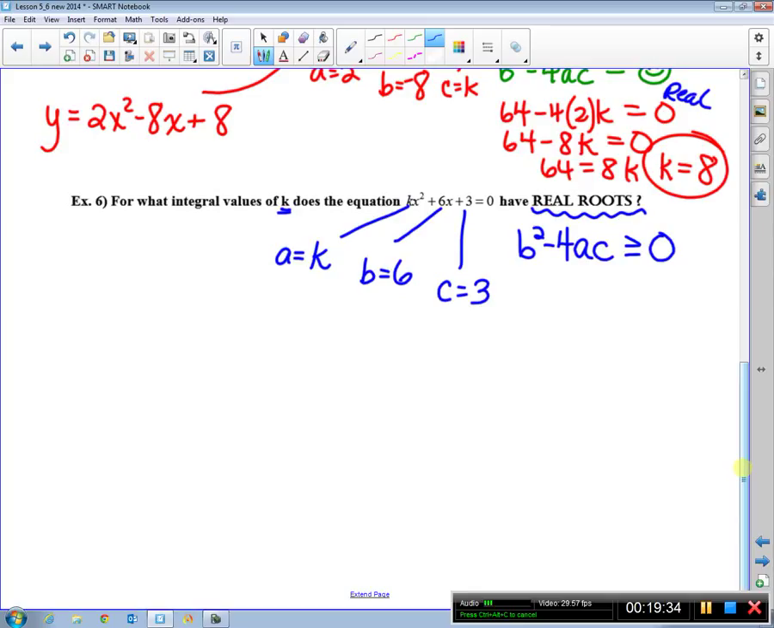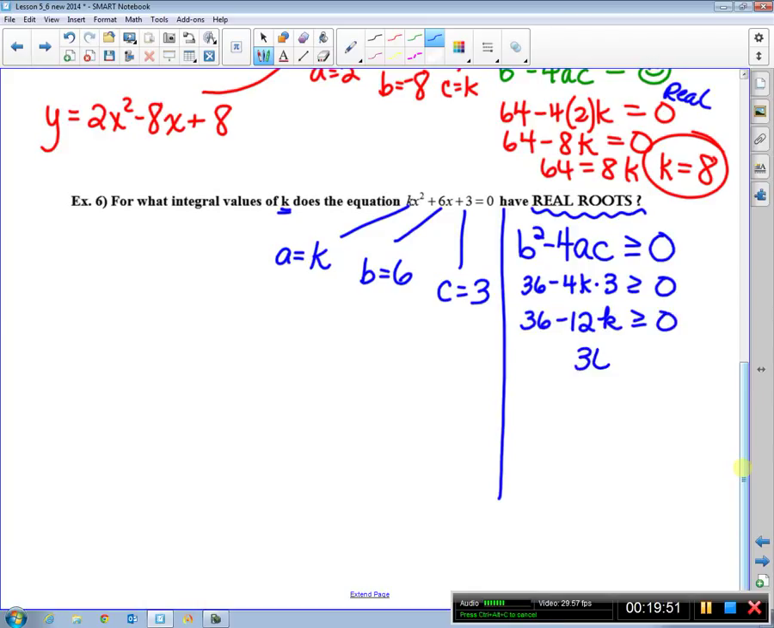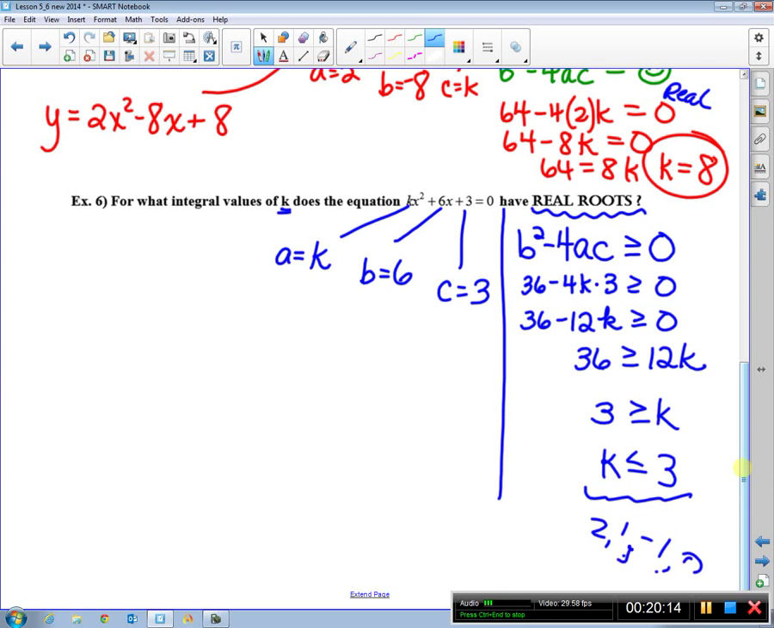Let's substitute in. B squared minus 4 times k times 3. That's 36 minus 12k. I'm going to add the 12k over. And I have k, and I have a 3. If you want to switch that around, k less than or equal to 3. So let's pick a number less than 3. I could use 2, I could use 1, I could use 0, -1, lots of choices here.